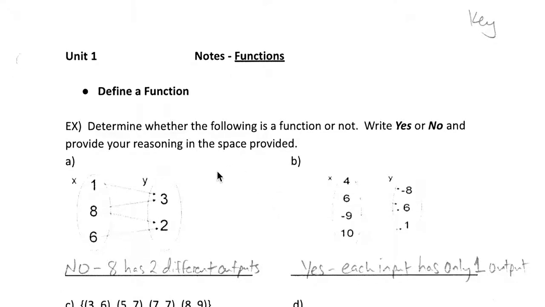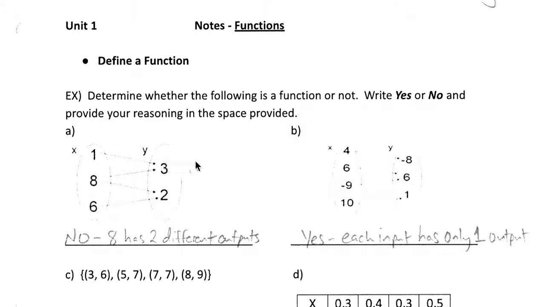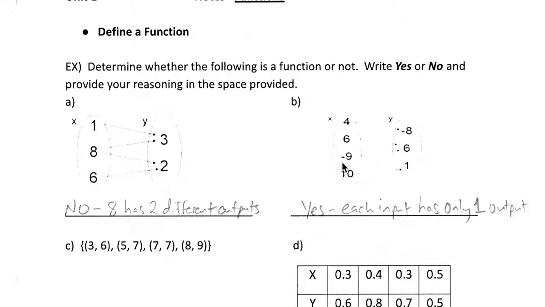A function is a relationship where an input corresponds with only one output. So for example, in part B here, it's a little hard to see in the video, but I'm sure in your notes it looks much better. Each of these input values is only going towards one of these output values. It's okay for two input values to share an output, but it's not okay, for example, for an input to have two different outputs. So in part A, we can see the difference there.